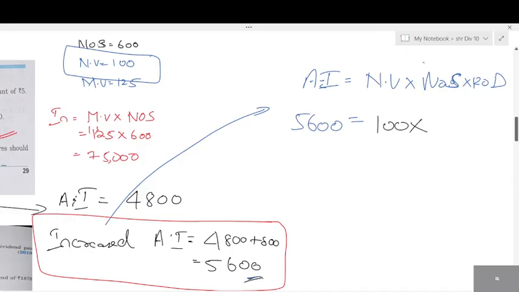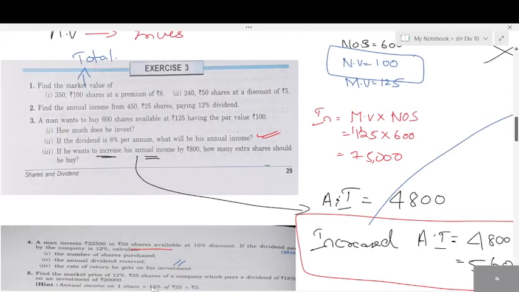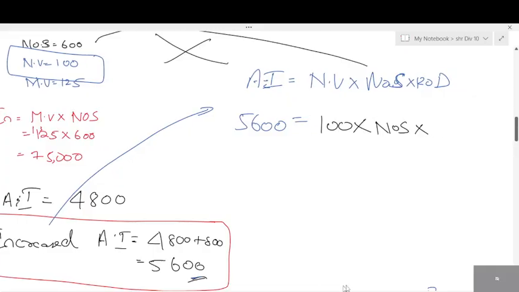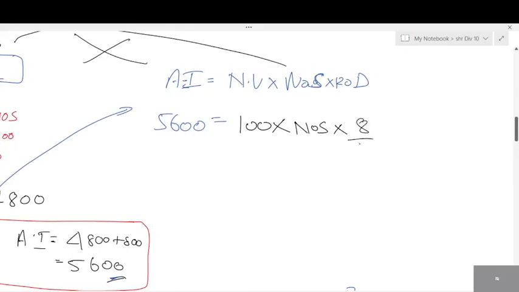Number of shares. This is not the number of shares. You have to find the new number. So write as it is, number of shares. Rate of dividend will be the same. What is the rate of dividend? From the previous question, what is the rate of dividend here? 8 by 100. That's it. Rate of dividend is 8 by 100.